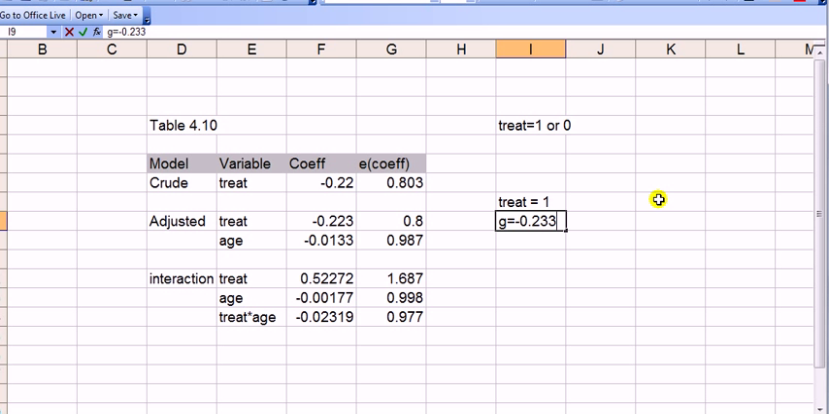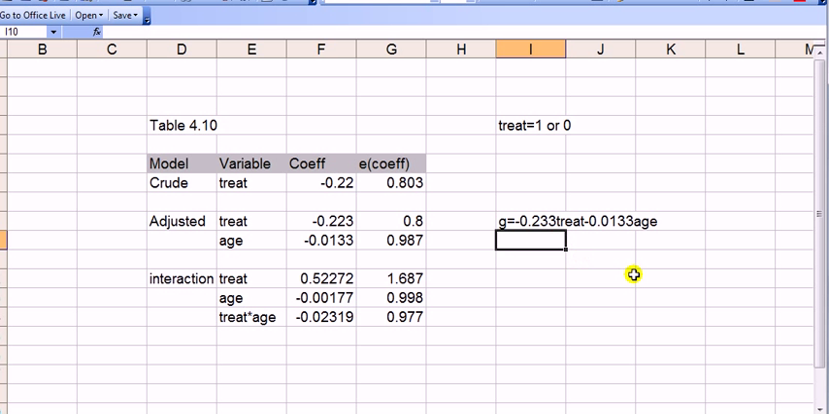Let's do it generally. Treat, and you just read down, and then minus 0.0133 times age. By convention in math, if we don't leave a space between the number and the variable, that just means times. Okay, so that's the general model.